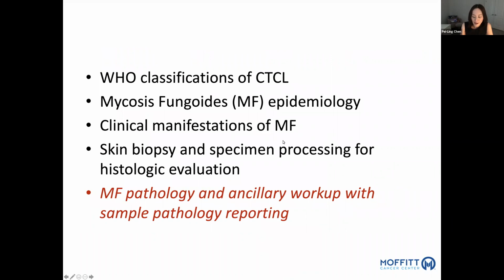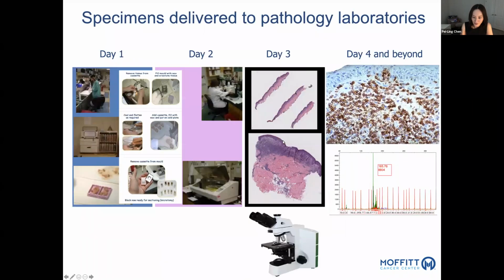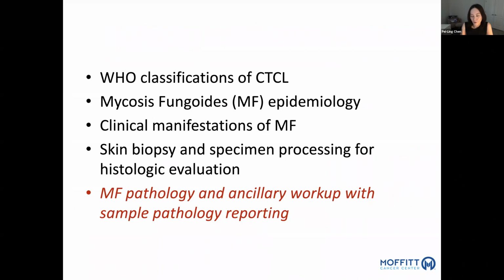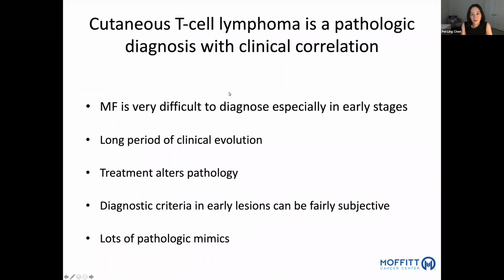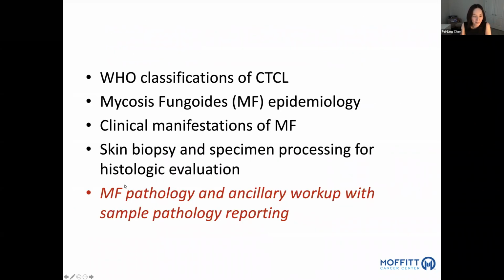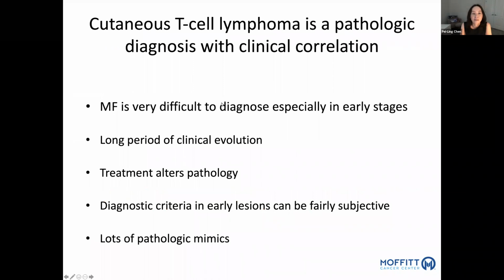So what happens after the slide sits in the pathologist's office and after the full workup? Here, my final section will be on MF pathology and ancillary workup with sample pathology reporting. As I mentioned, MF is very difficult to diagnose, especially in early stages. It has a long period of clinical evolution. The disease itself sometimes takes many years, up to a decade, to evolve.